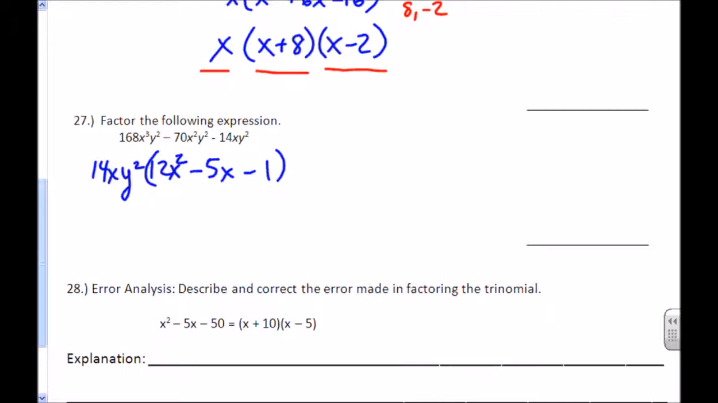And now from here, I look at the trinomial that's inside here. I build a bridge. That gives me a negative 12. 2 numbers that multiply together to give me a negative 12, but add together to give me a negative 5. It doesn't look like there is going to be one here. So since I can't factor that any further, I'm just going to leave it the way it is as the 14xy squared times the 12x squared minus 5x minus 1. Okay?